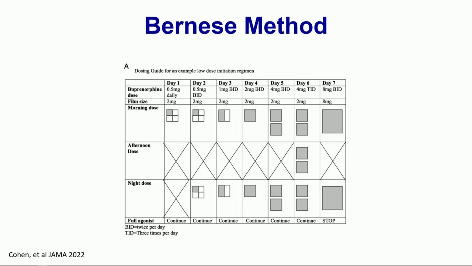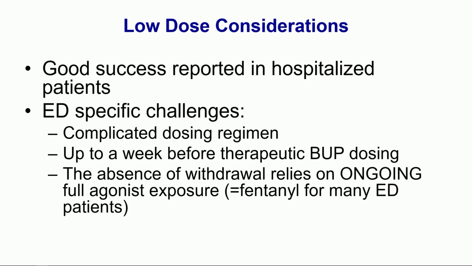The other thing that is one of the challenges around low-dose considerations is that there has been some success reported, particularly in hospitalized patients, people who may be getting agonist treatment for a painful condition, where you can actually give them their agonist, which we know is a safe supply. But the really ED-specific challenges are that it's a complicated dosing regimen, it could be up to a week before they reach therapeutic dosing, and really the kicker is that the absence of withdrawal requires ongoing full agonist exposure. So if you're in the hospital and you're getting full agonist prescribed for your painful condition, that's certainly one thing.